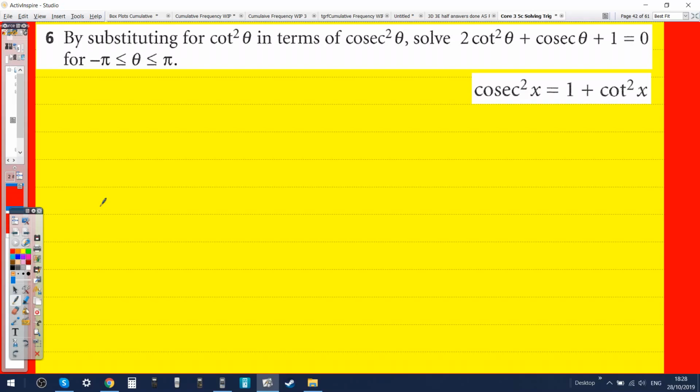So minus pi to pi. Substituting for cot, in terms of cosec. Okay, so it means use the rule that's written below.